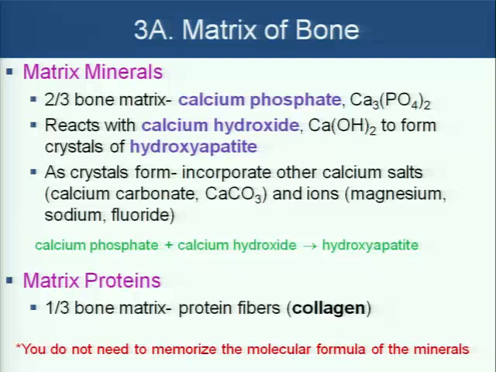And as these crystals are forming, they can incorporate other calcium salts. So we get some calcium carbonate, we can get magnesium, sodium, fluoride. But the main mineral that you have is calcium phosphate. The other part, the one third of your matrix, is proteins, again mostly collagen. So you have calcium phosphate and collagen. Roughly about 2% of that is going to be living cells.